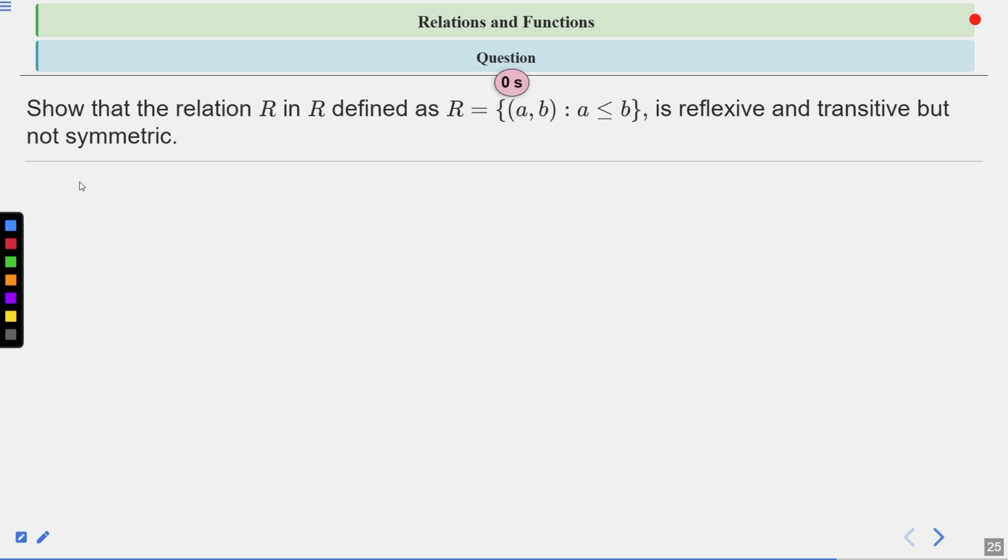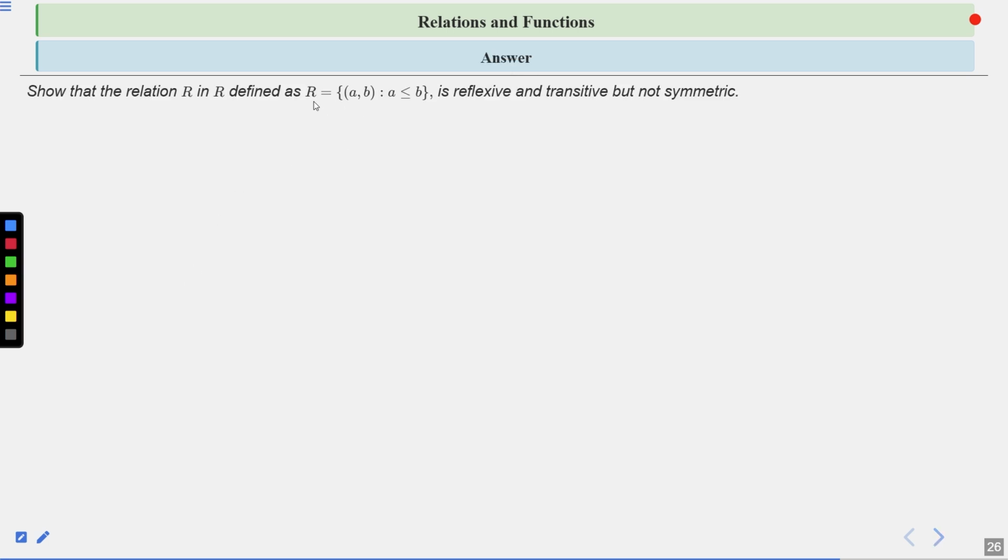The time is up. So we just need to show that the given R is reflexive, transitive, but not symmetric. Solution. Given R is the collection of all pairs (a, b) such that a is less than or equal to b, where a, b all belong to the set of reals.